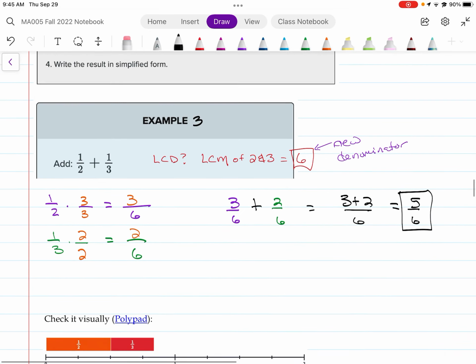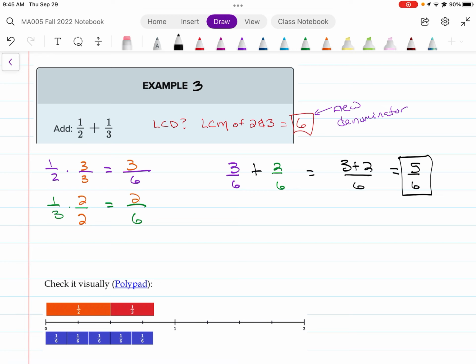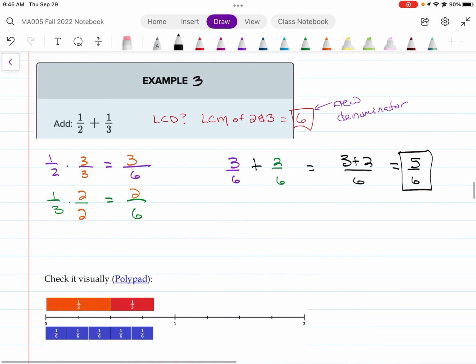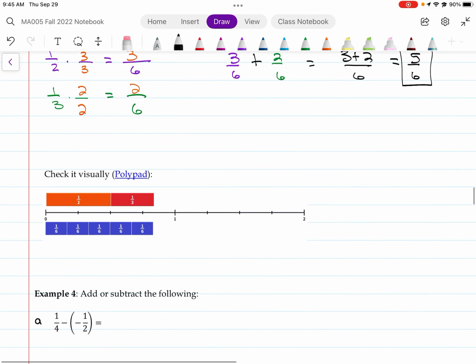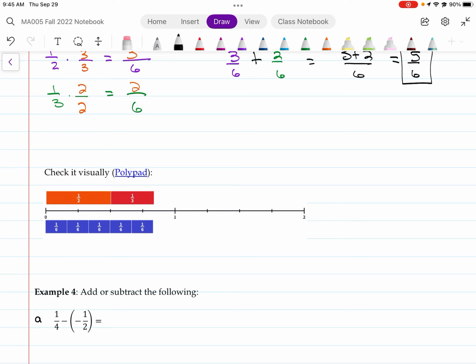All right, so here it is visually, and you can go look at it on the polypad if you're in OneNote. And you can see that 1/2 has been changed to 3/6, and 1/3 has been changed to 2/6, and now it becomes 5/6. All right, so here's another example. Give this one a try, and remember we are subtracting a negative, so what does it turn into? So pause the video and give this a try.